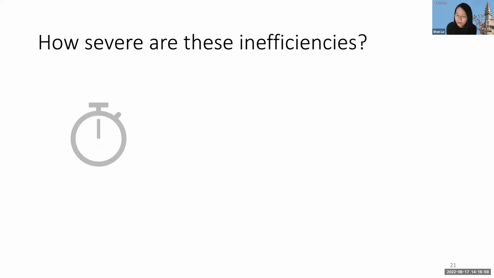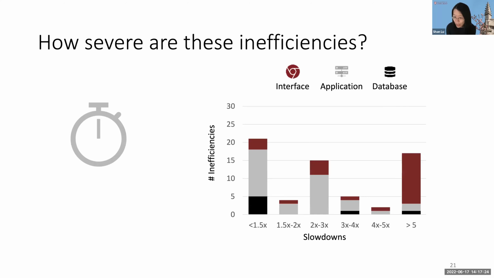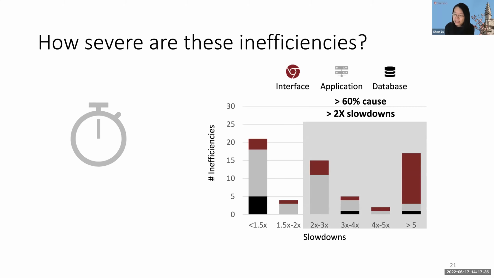We also look at how severe these problems are. So what we did is we looked at those 64 cases, those 64 slow pages in the latest version of this application, and we manually fixed them. After we manually fixed them and made them more efficient, we measured the slowdown that was caused by the original inefficiency. And then we count for how many of them can cause, say, more than 5 times slowdown, how many of them can cause 4x to 5x slowdown. So the takeaway is that you can see these inefficiencies matter a lot.